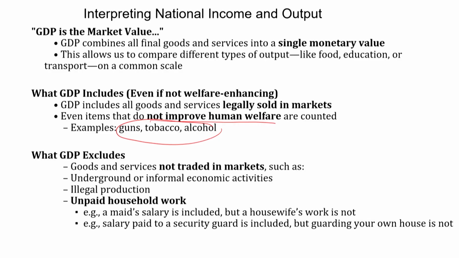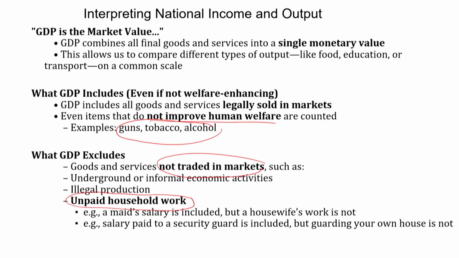So what GDP excludes mainly is goods and services not traded in markets, because we are calculating the market value of goods and services. So those goods and services that are not traded in markets, such as underground or informal economic activities, are not included. Similarly, illegal production of goods and services is not part of GDP. Another important component that we are missing out in the GDP calculation is unpaid household work. For example, a maid's salary is included in GDP, but a housewife's work is not.